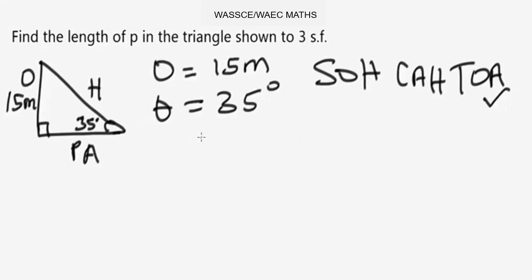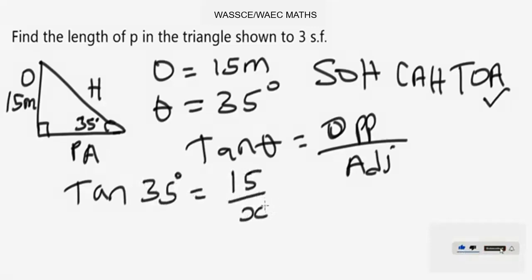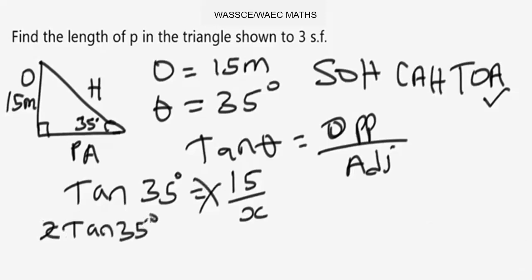So TOA, which is tan theta, equals opposite over adjacent. When you plug in the values, you have tan 35 degrees equals opposite, which is 15, over adjacent. Use x to represent it. When you cross multiply, you have x tan 35 degrees equals 15. Now to make x the subject of the formula, divide both sides by tan 35.